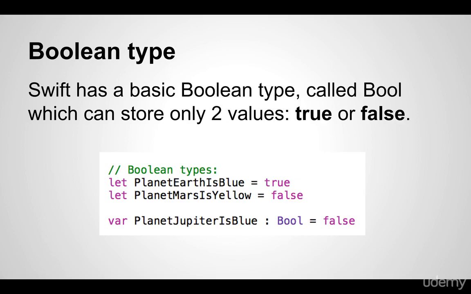Okay, so for example, planet Earth is blue, and we put equal true because yes, it is true. The planet Earth is blue. Now, planet Mars is yellow. That's false. So we put equal to false. Then var planet Jupiter is blue. We force it to be a Bool, saying that yes, the value can only be true or false. Okay, so in the first one we set it to true.